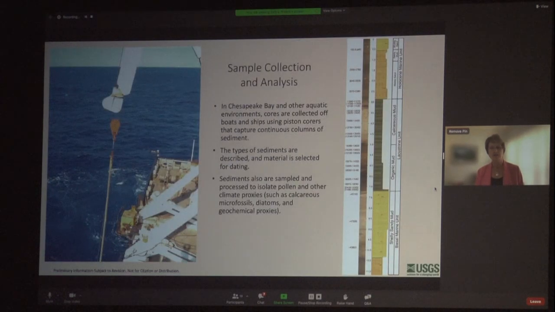As mentioned, just to give you an idea what it looks like when we get these, the cores come up, you should be able to see the gray mud on the outside of this core barrel. Once we get them up on the ship, we open them up. They're described in terms of the sediment type. This is actually from Tampa Bay. Chesapeake Bay mud is gray and not very photogenic. And then we sample them for dating and various climate proxies, pollen, calcareous microfossils, algae, geochemical proxies, and so on.